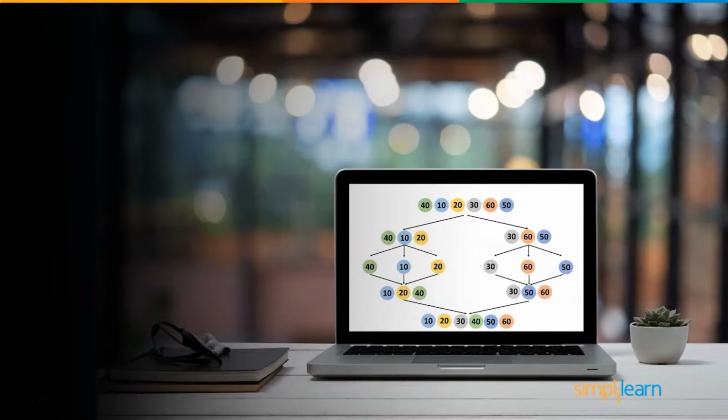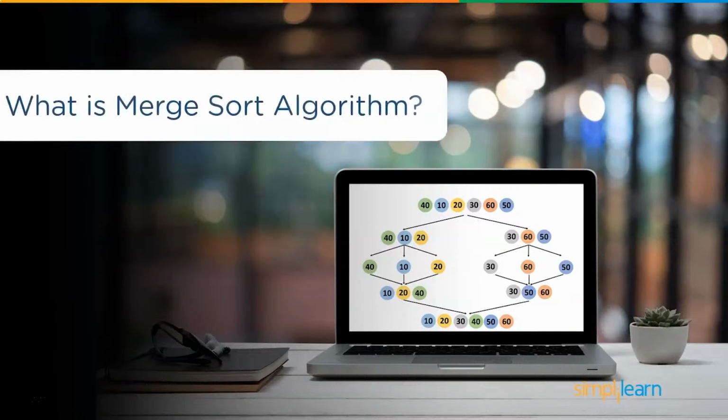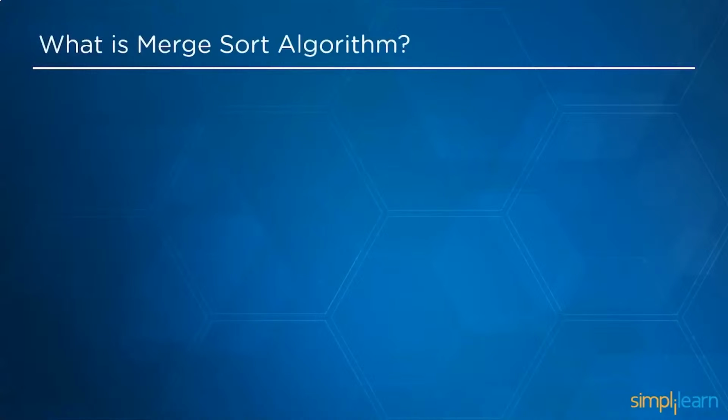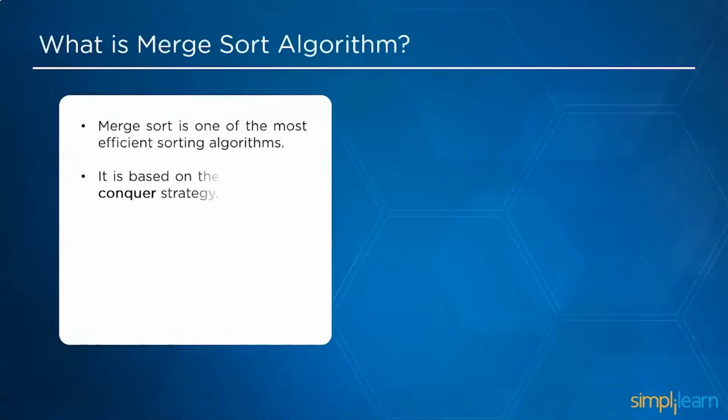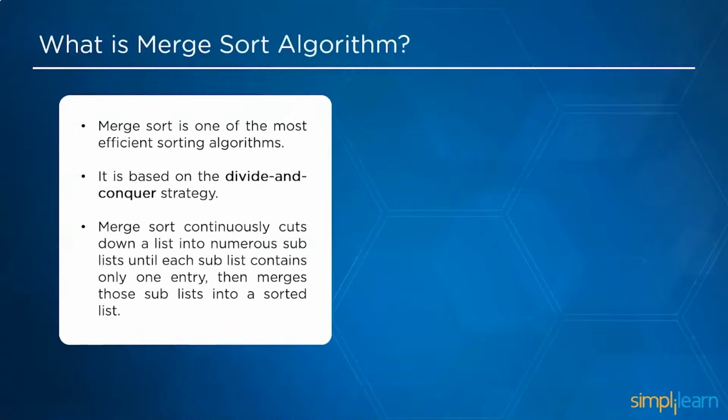Followed by that, let us get into merge sort algorithm. So merge sort is one of the most efficient sorting algorithms. It is based on divide and conquer strategy. Merge sort continuously divides a list into numerous sublists until each sublist contains only one entry, then merges all those sublists into a sorted list.